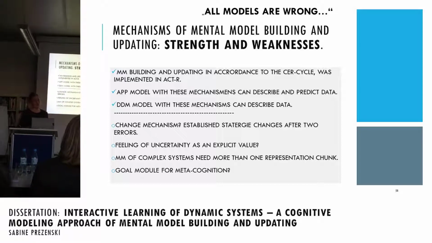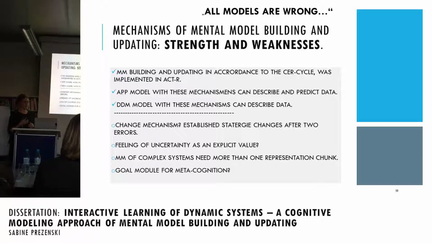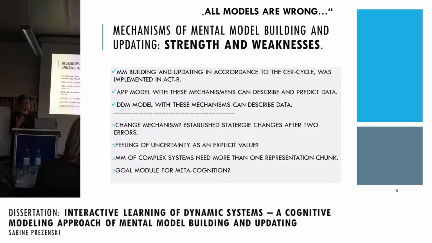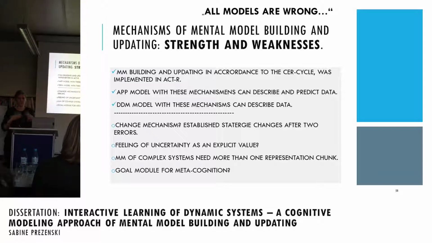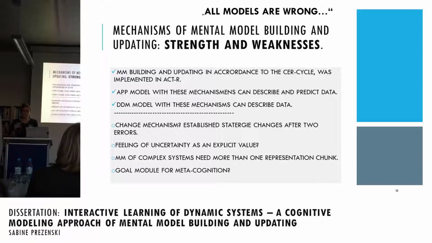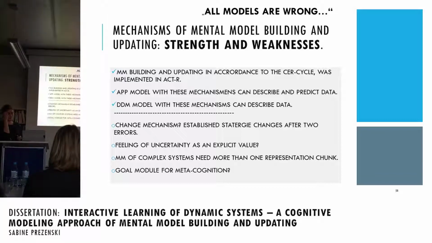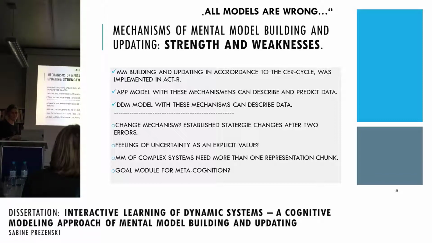First of all, the change mechanism. So in this model, or in the mechanisms, it always tests an established strategy once and then again after 2 errors before it's discarded. And I think this is a quite arbitrary value. It's maybe a rule of thumb, but you have to look at the task. How well is this strategy established, and maybe make this more adaptive. Then there's the feeling. I encoded the feeling of uncertainty as an explicit value. I'm not so sure about that.